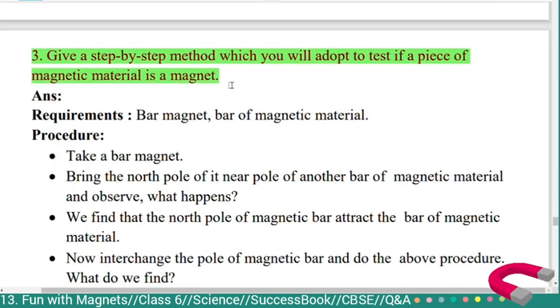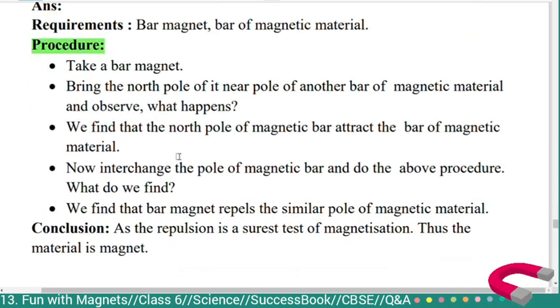Third question. Give a step-by-step method which you will adopt to test if a piece of magnetic material is a magnet. Answer. First, the requirements are a bar magnet and a bar of magnetic material. Procedure. Take a bar magnet, bring the north pole of it near the pole of the bar of magnetic material and observe what happens. We find that the north pole of the magnetic bar attracts the bar of magnetic material.